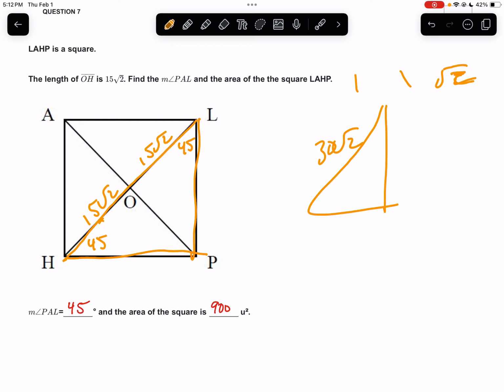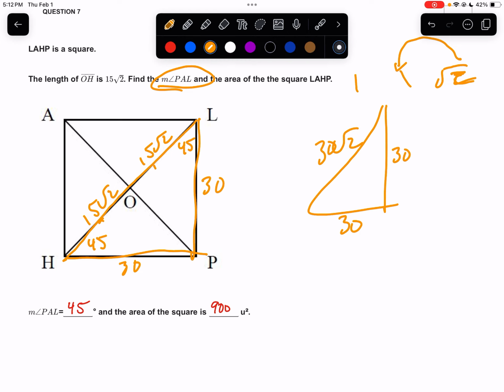We know that the diagonals are cut in half because it's a parallelogram. We got it all going on. Well, how do we go from the hypotenuse backwards? You divide by root 2. That means these two sides are going to be 30. 30 and 30. So what is the measure of my PAL? Where is that angle? Let's draw it real quick. PAL. That's going to be a 45-degree angle.